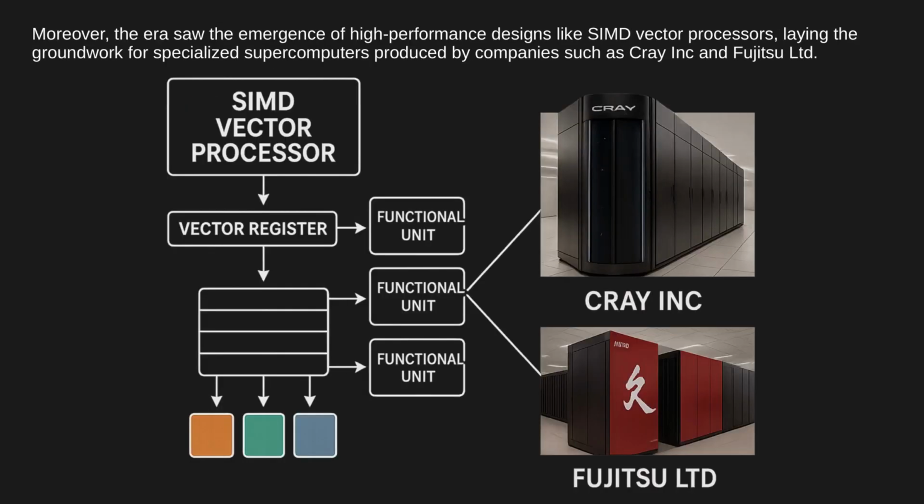Moreover, the era saw the emergence of high-performance designs like SIMD vector processors, laying the groundwork for specialized supercomputers produced by companies such as Cray Inc. and Fujitsu Ltd.